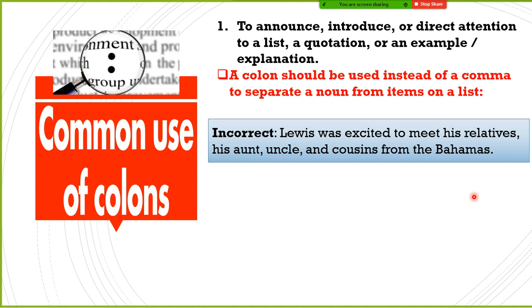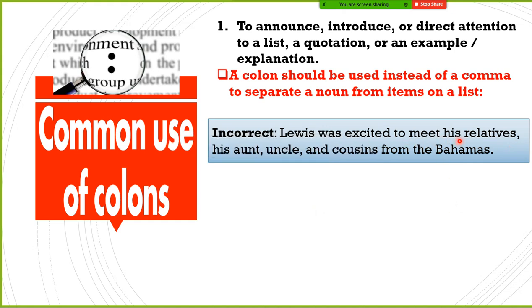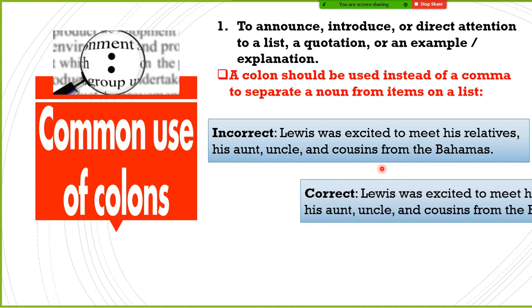He was excited to meet whom? His aunt, uncle, and cousins. And his relatives, right? His aunt, uncle, and cousins. Fine, but according to the punctuation used here, he put a comma, so we have a list: his relatives, comma, his aunt, comma, uncle, and cousins. So in the list: relatives, aunt, uncle, and cousins.